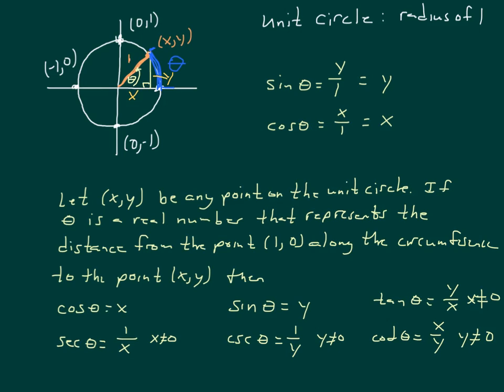Now, because of the reciprocal relationships, it's really key that you recognize these top three for sure, and then use the reciprocal relationships to derive the other three. If you remember cosine is x, sine is y, and tangent is y over x, you can get the secant, cosecant, and cotangent.